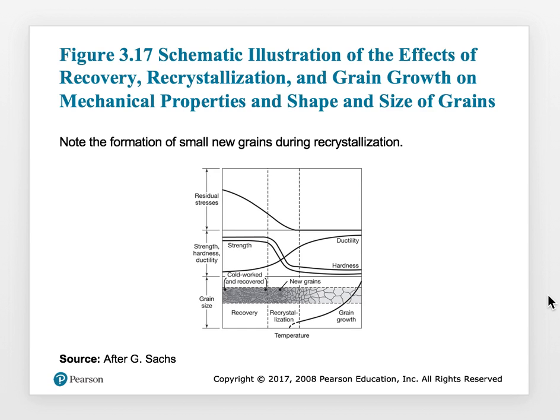So in degrees centigrade, 750 minus 273 would be approximately 475 degrees centigrade. If you are above 475 degrees centigrade, you are actually hot working the copper material. If it is below that, you are actually cold working the material.